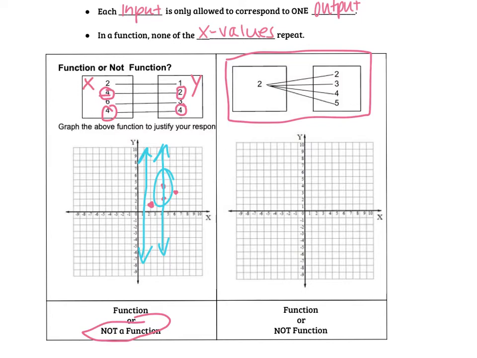Okay, so for this one over here, 2, 2 is paired together. 2, 3 is paired together. 2, 4, and then 2, 5. Again, if I use my vertical line test, draw a line, it is a vertical line. So this is also not a function. And again, it's repeated. 2 is paired with 2. It has multiple outcomes. That we can't predict what our outcome would be.